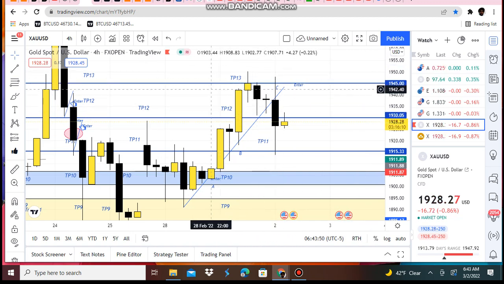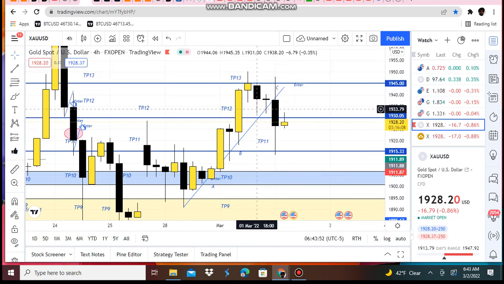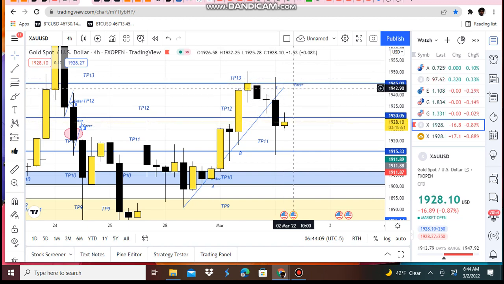It did create this evening star pattern, making a lower low, and then we had to wait for price to make a lower high. It made a lower high back up to 1947, and made a lower low from 1950 all the way down to 1930, and then made a lower high back up to 1947. And then we see sellers push price all the way back down from C. Could have entered at 1942 right at C, and ridden this all the way back down to B, take profit 11, 1915, and boom, we're out of this trade. And that's what we could have done.